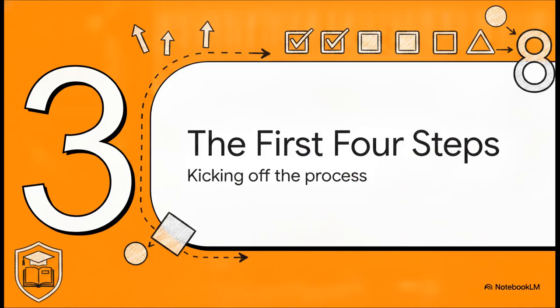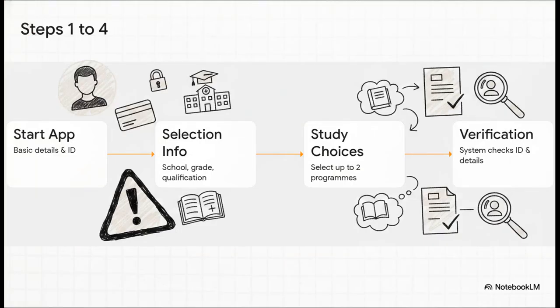Section 3. The first 4 steps. Kicking off the 8-step process. All right, we kick off the core digital form with step 1, which is just entering your basic contact and ID details. But I gotta give you a strong warning here. Make absolutely sure every single letter and number matches your official ID exactly.